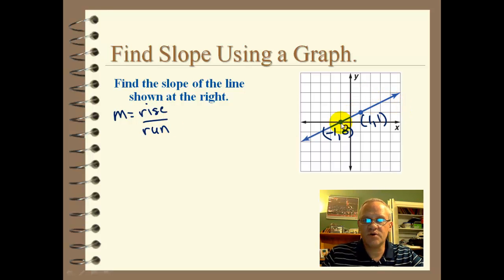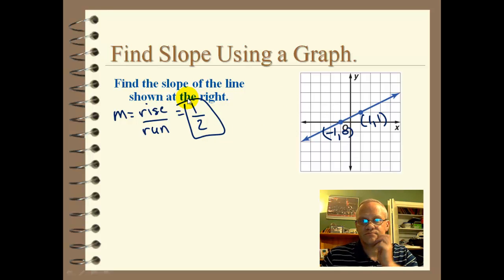Well, all I have to do is pick one point and count out what it takes to get to the other point. So if I'm going to start at this point right here, what's the rise? How far up do I have to go? Well, I have to go up 1. So the rise is 1. Once I've gone up 1, now what do I have to do? I have to go to the right, 1, 2. That's the run. So I have to rise by 1 and run 2 to the right to get to the other point. So the slope is 1/2.